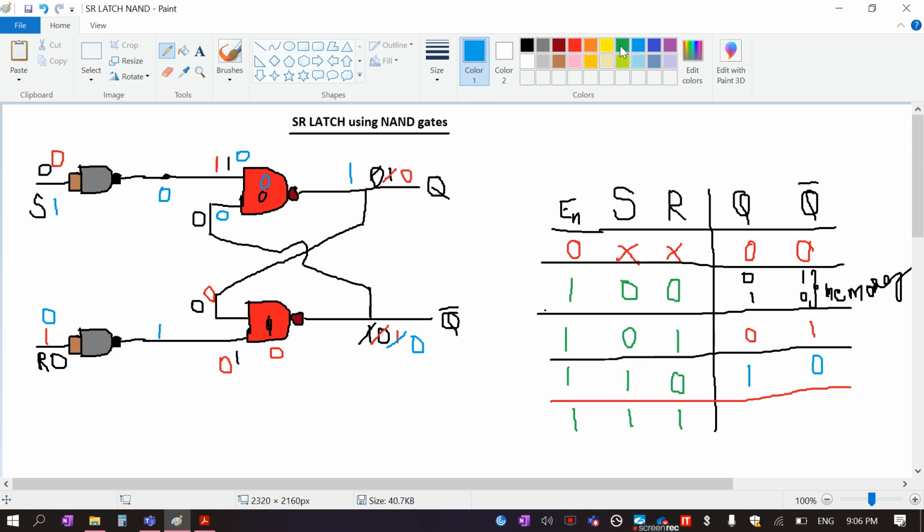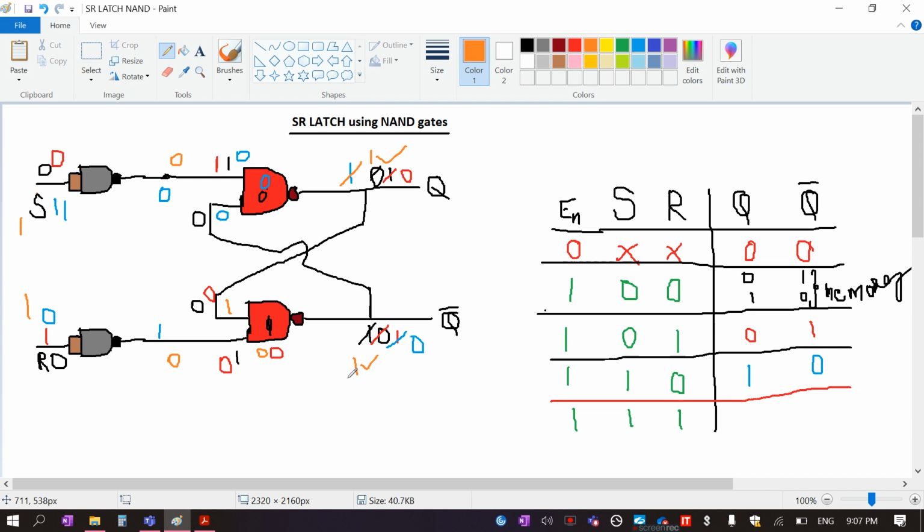Now take the last case as 1 1. So 1 and then 1. In this case 1 1 will be passed over here and then it will become 0 0. Now both the NAND gates are low, so you can pass any one. I will pass this 0. 0 through the NOT gate is 1. So 1 will be passed over to the second NAND gate. So 0 and then 0, 0 1 gives 0. So 0 will be passed over the NOT gate and that will become 1. You can see here 1 and here also 1.